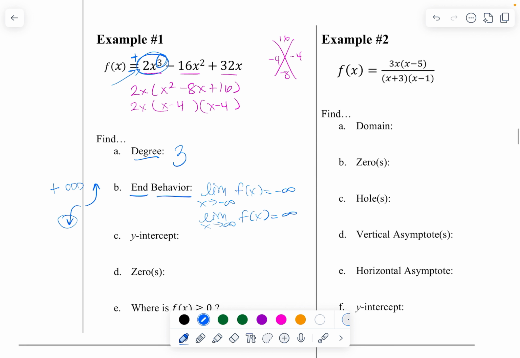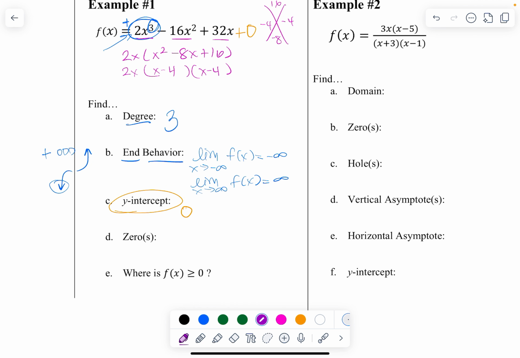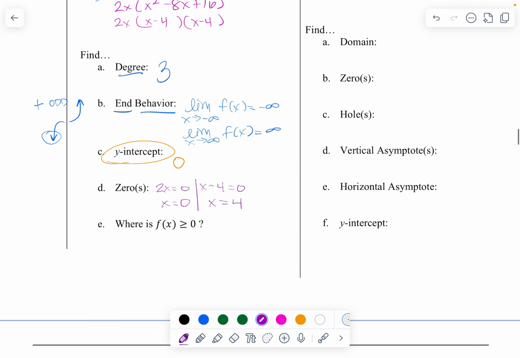To find the y-intercept here, remember the y-intercept is when x equals 0, so I plug everything in for x. Our constant term is also 0, so we say it's at 0. For our zeros, we're going to set each factor equal to 0. So I get 2x equals 0, and x minus 4 equals 0, and then x minus 4 again equals 0. So we get x equals 0, and x equals positive 4.